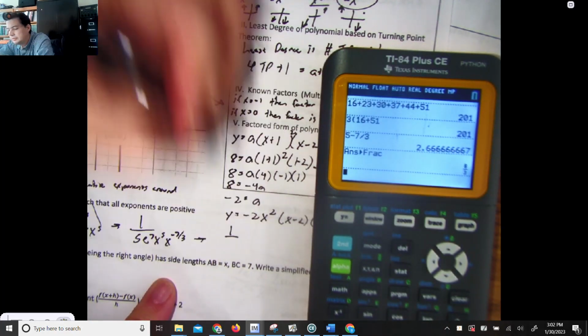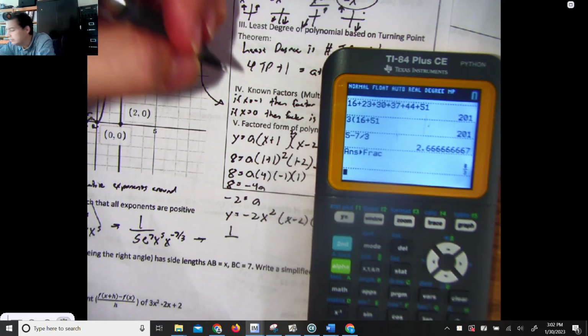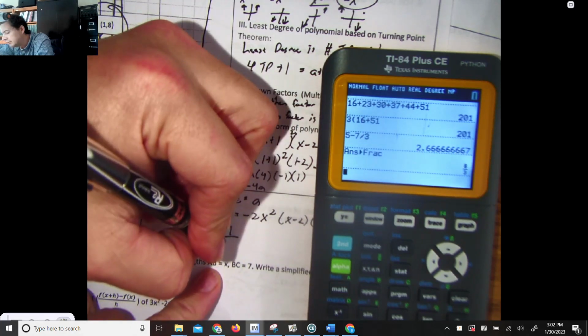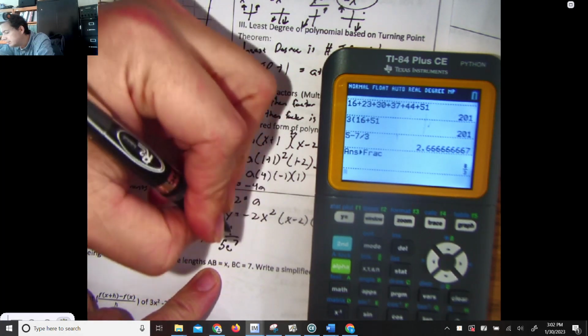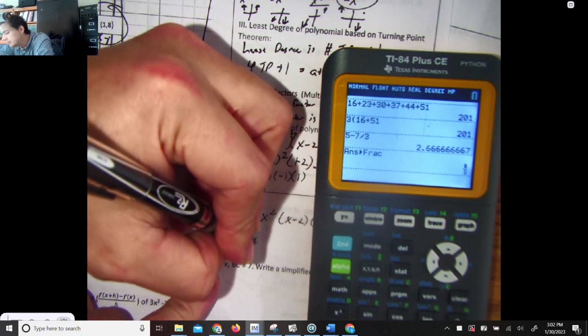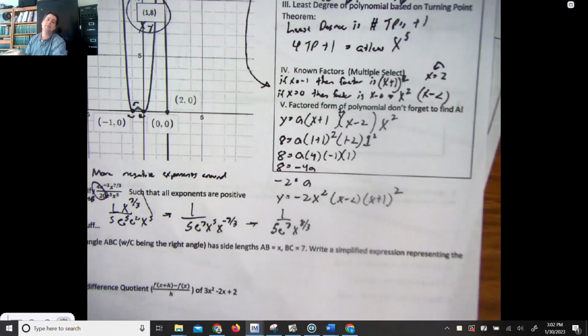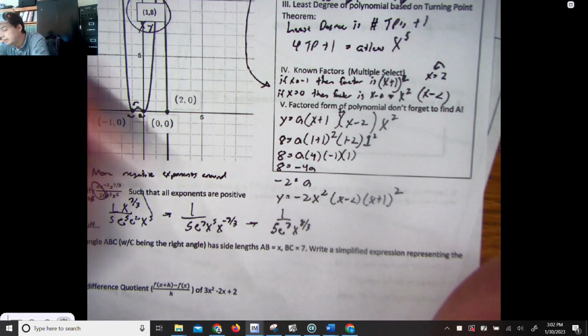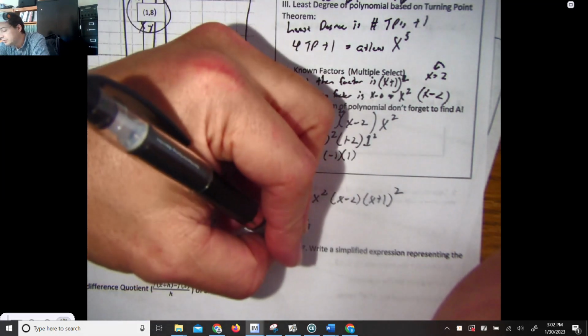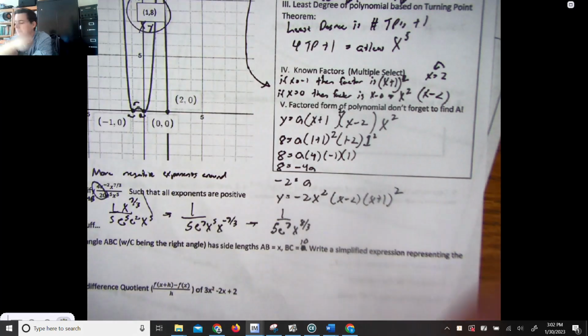And crap, I didn't do a similar one. This was how you do that one. 5e to the 7th, x to the 8/3. All right, next one. Right triangle ABC with C being the right angle has side lengths x and we'll say BC is 10. Write a simplified expression representing the cosine of A.